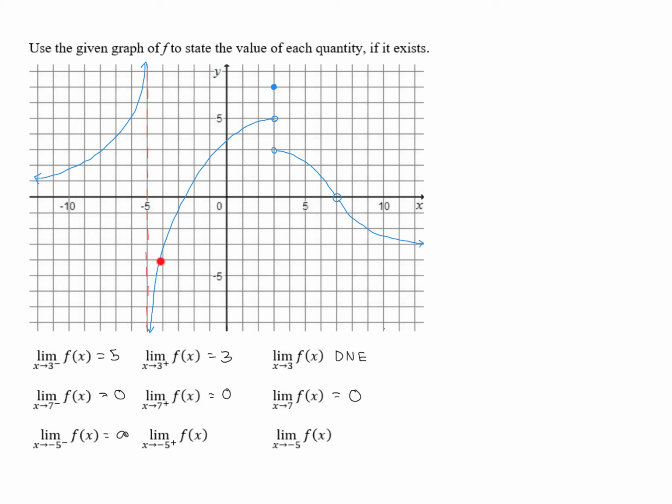On the right side, it's going down towards negative infinity asymptotically. So we can say the right-handed limit is negative infinity. And because the left and right-handed limits are not equal to each other, we know that the two-sided limit does not exist. And so that's that.